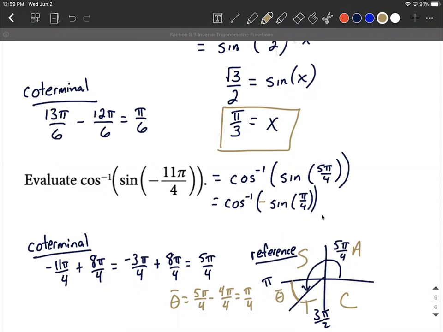So I need to include a negative out in front as I plug in my reference angle, pi over 4. Next, to evaluate this, that's cosine inverse, so bring that part along. Let's evaluate what's on the inside. The negative comes along, and to evaluate sine of pi over 4, that's a nice angle that we see quite often, equivalent to 45 degrees. Sine of pi over 4 is going to equal the square root of 2 over 2.